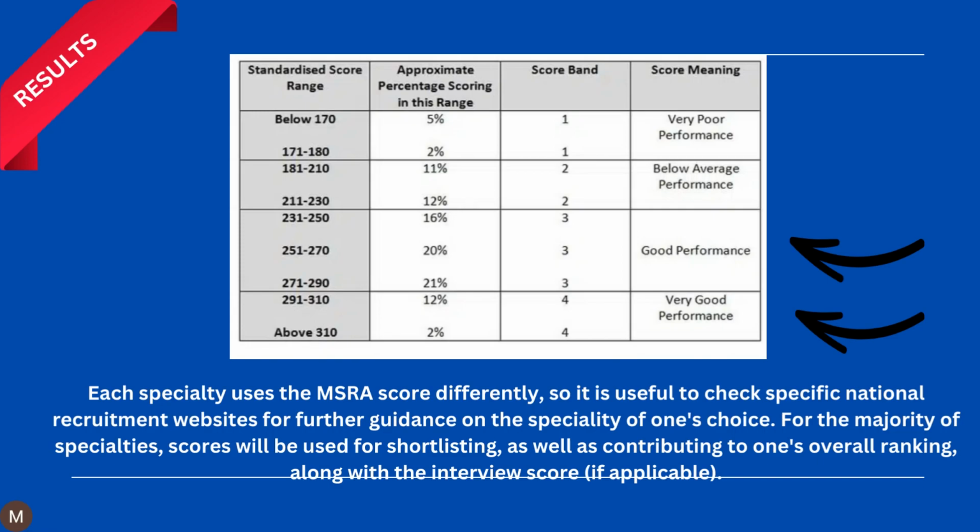So the results are banded. Band 1, indicating very poor performance. Band 2, below average performance. Band 3, good performance. And Band 4, very good performance. Candidates should therefore aim at getting a Band 3 or a Band 4. But in the worst case scenario, a Band 2 at least in either the CPS paper or the professional dilemma test.